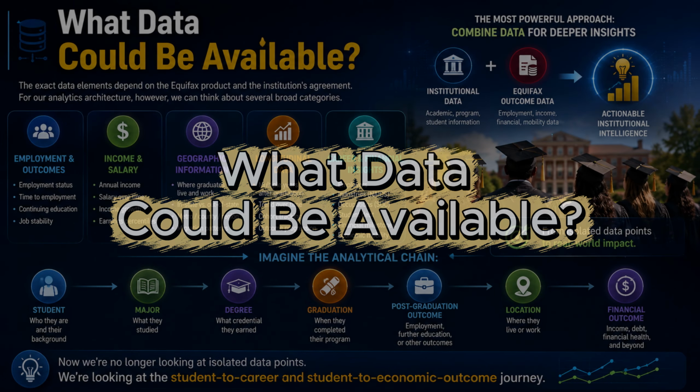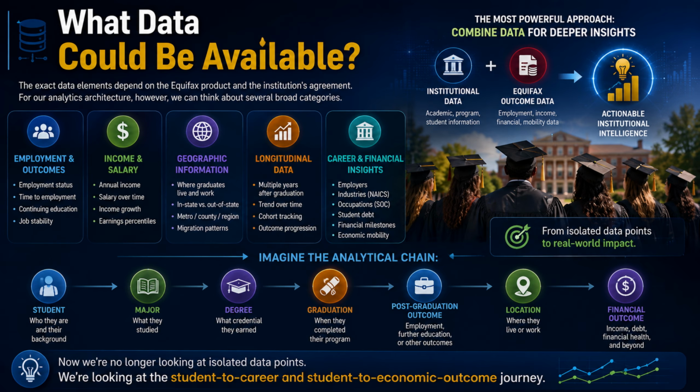What data could be available? The exact data elements depend on the Equifax product and the institution's agreement. For our analytics architecture, however, we can think about several broad categories. We may have graduate outcome information related to employment or financial outcomes. We may have income or salary-related measures. We may have geographic information that helps us understand where graduates live or work. There may also be longitudinal information that allows us to study outcomes several years after graduation.